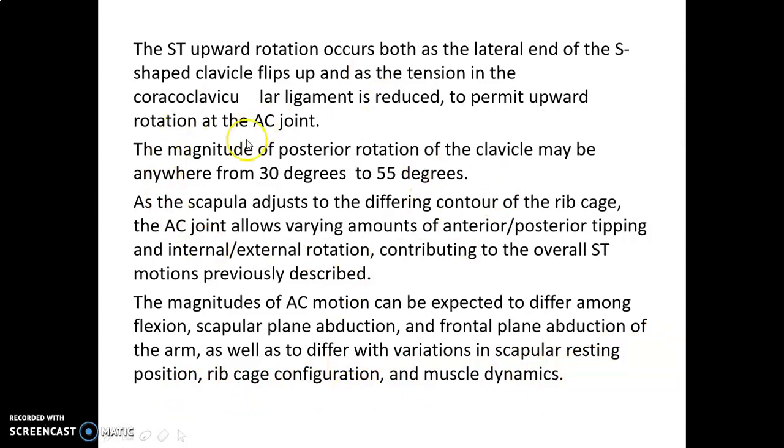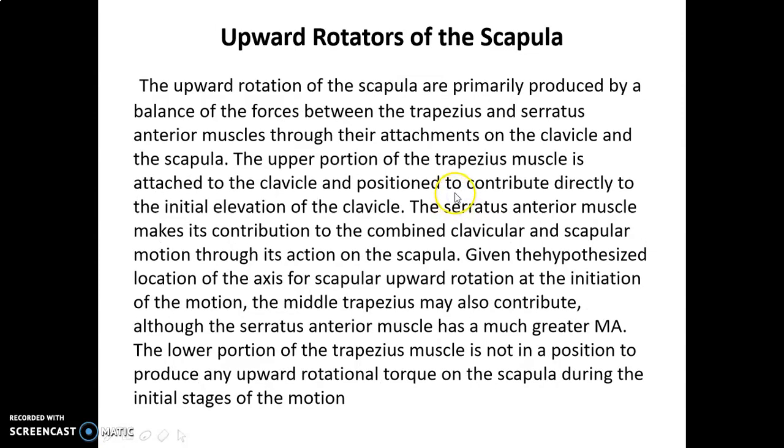Even though we have discussed the acromioclavicular joint motions, these factors are important to its normal function. What are they? Scapular plane abduction, frontal plane abduction of the arm, the resting position of the scapula, the rib cage configuration, and the muscle dynamics.